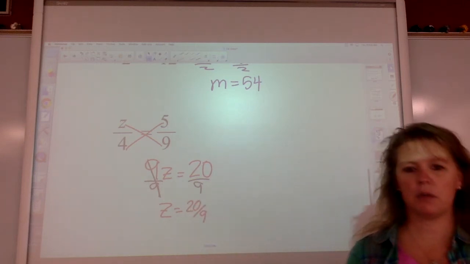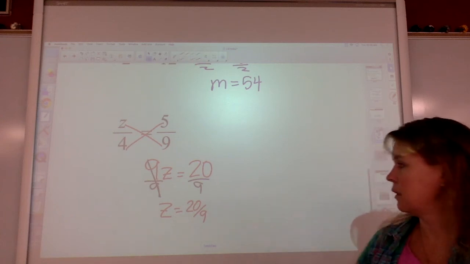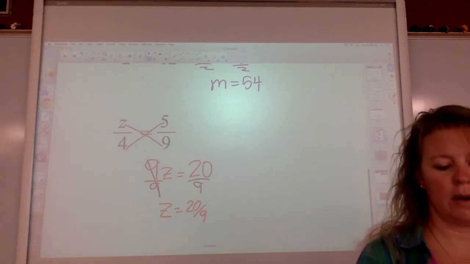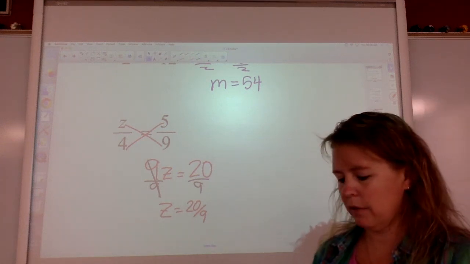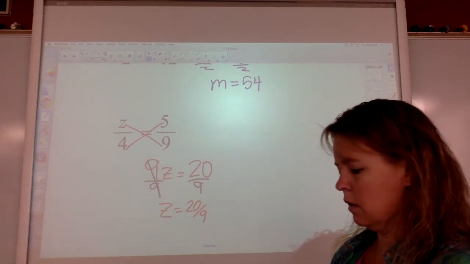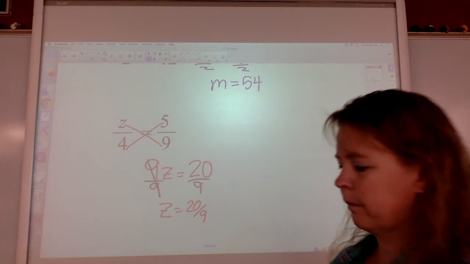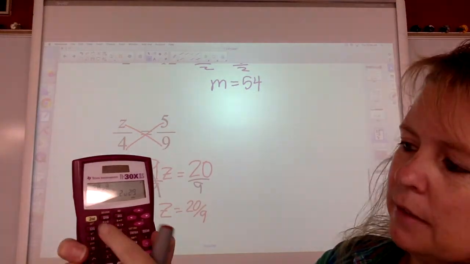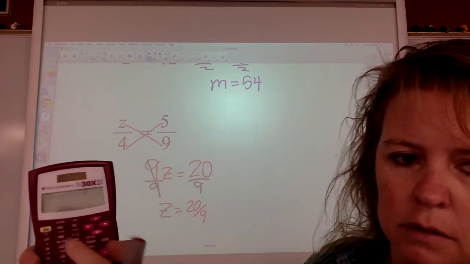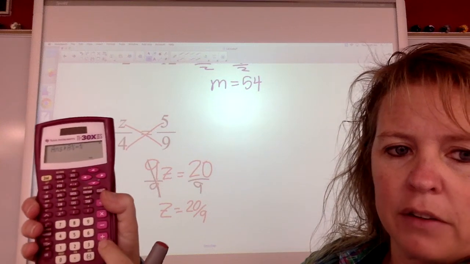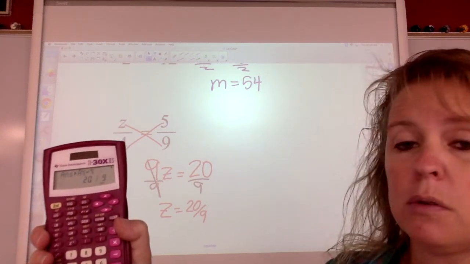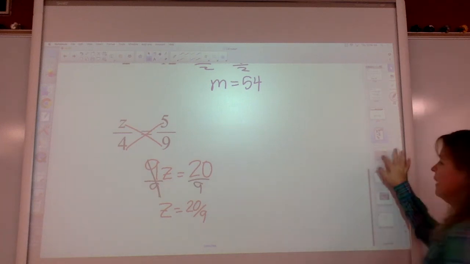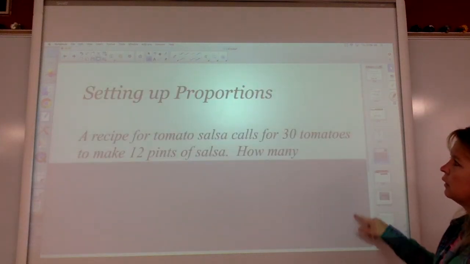20 over 9 does not reduce. One's an even number. One is divisible by 3, the other one is not. If you're not sure, try it on your calculator. Put 20 over 9. It'll probably give you a mixed number. Yep, 2 2/9. Okay, hit second fraction equals, second fraction equals 20/9. If it gives you 20/9, it can't reduce. So you don't reduce it. That's when you have to show your work for sure.